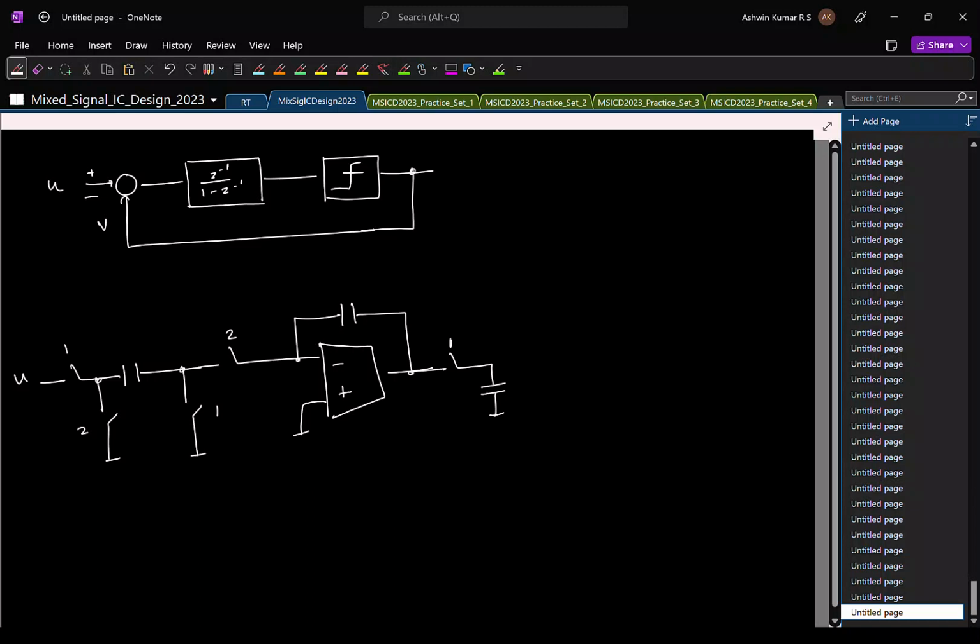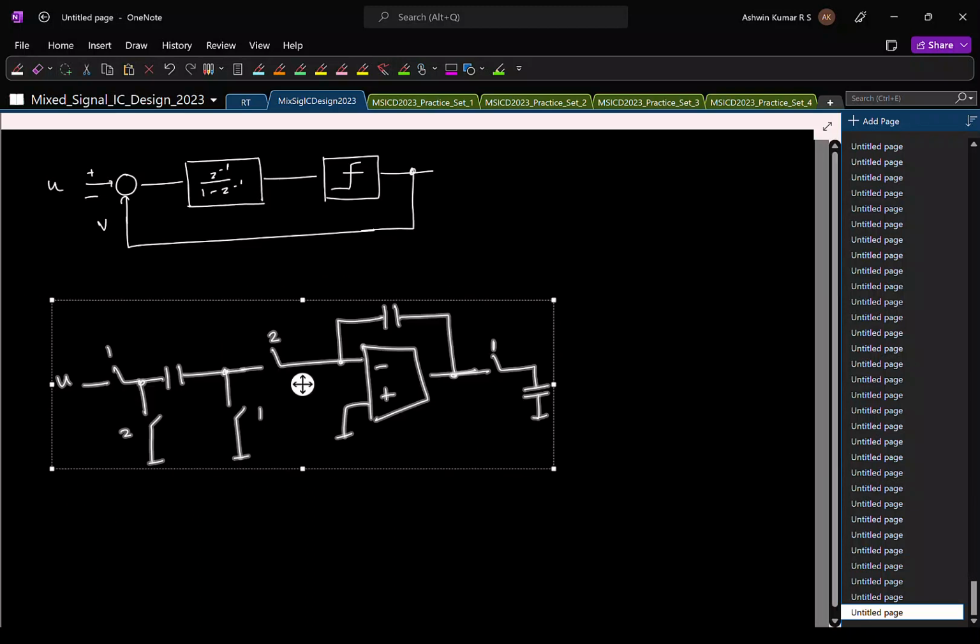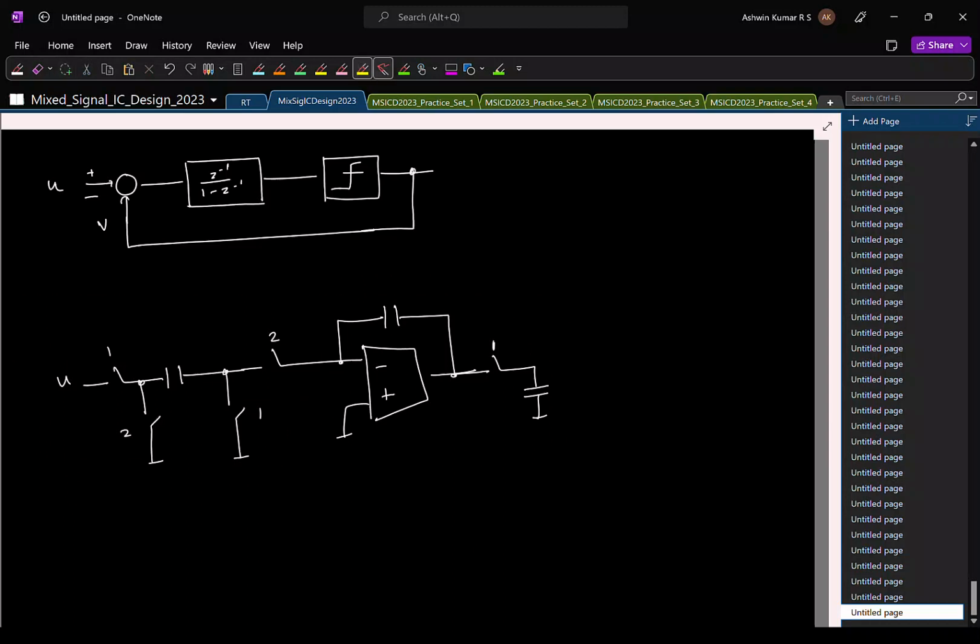So how can I change this? This is integrating the input only. Now I have to integrate the difference of input U and another signal V. Instead of this ground, put V. This we saw in the pipeline ADC case also.